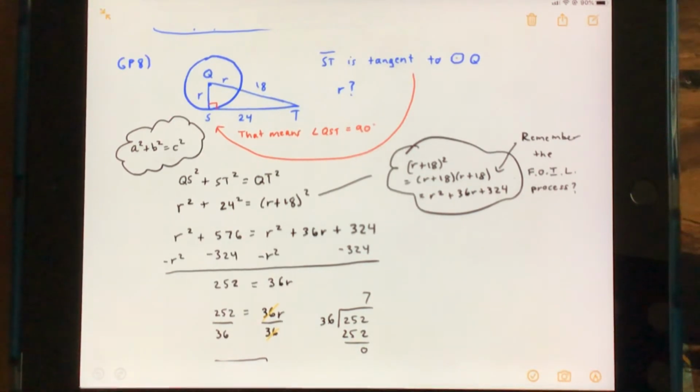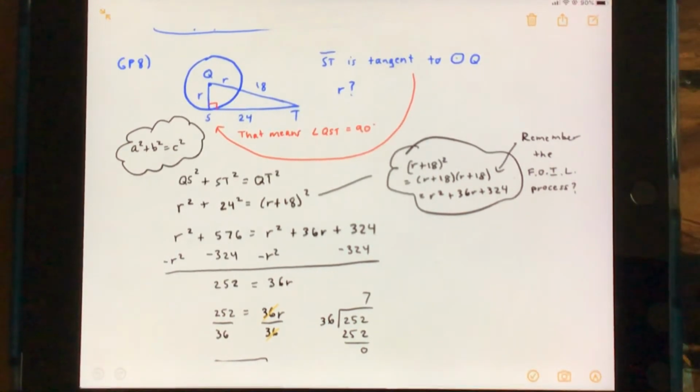Plugging into the Pythagorean theorem, we will have R squared plus 24 squared for the 2 legs of that right triangle. That has to be equal to the hypotenuse squared, which will be R plus 18 quantity squared. Now we have to remember how to square a binomial, so I'm reminding you about FOIL, where we use first, outside, inside, last to multiply R plus 18 times R plus 18. You're going to notice that there is a 36R that shows up when you multiply that binomial squared. That 36R comes from the inside and outside terms, 18R plus 18R.